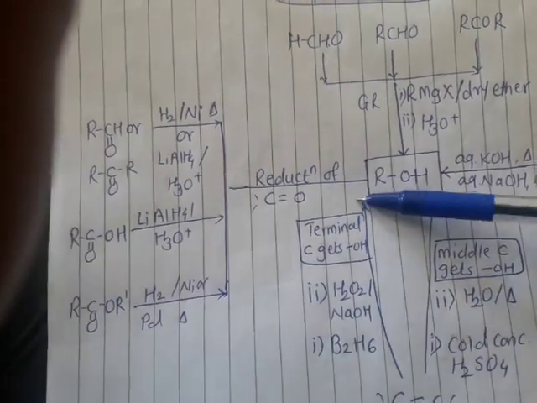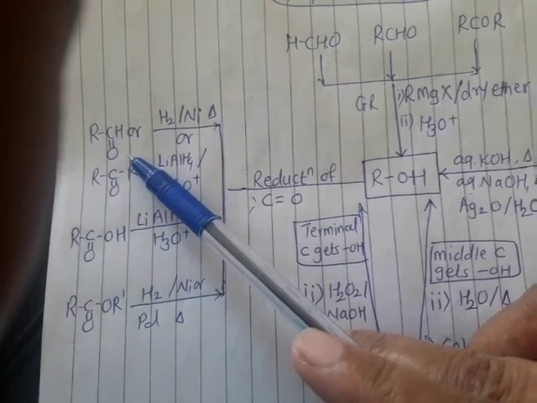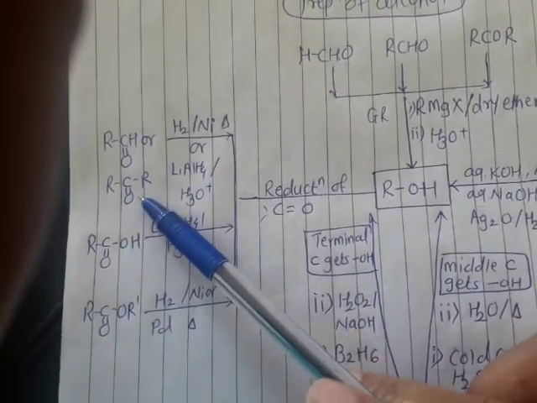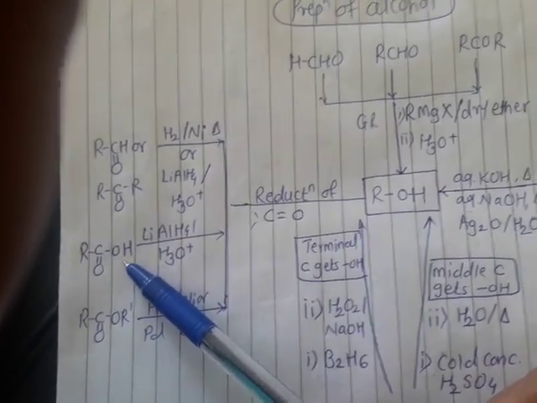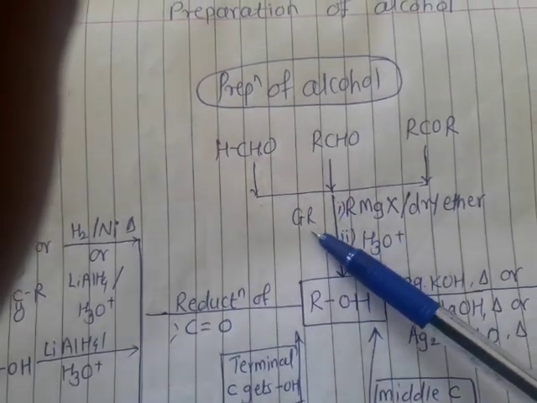Reduction of carbonyl compounds: primary alcohol is obtained by reduction of aldehyde. Remember this. Aldehyde is reduced to primary alcohol, ketone is reduced to secondary alcohol. RCOOH gives us RCH2OH.